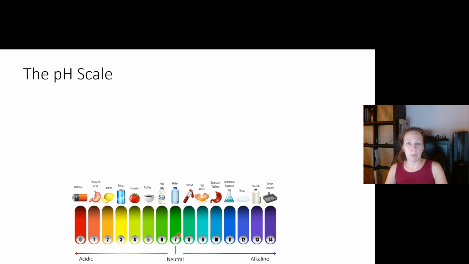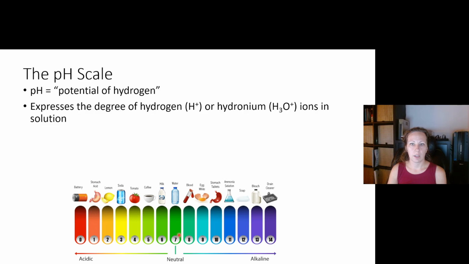Okay, so pH is the big word with acids and bases, and it shouldn't be too new a concept to you. pH actually stands for the potential of hydrogen, and it expresses the degree of hydrogen or hydronium ions in solution. Specifically, it's a water solution, so it would be more about hydronium, because hydrogen isn't going to be suspended in water, as we've talked about.